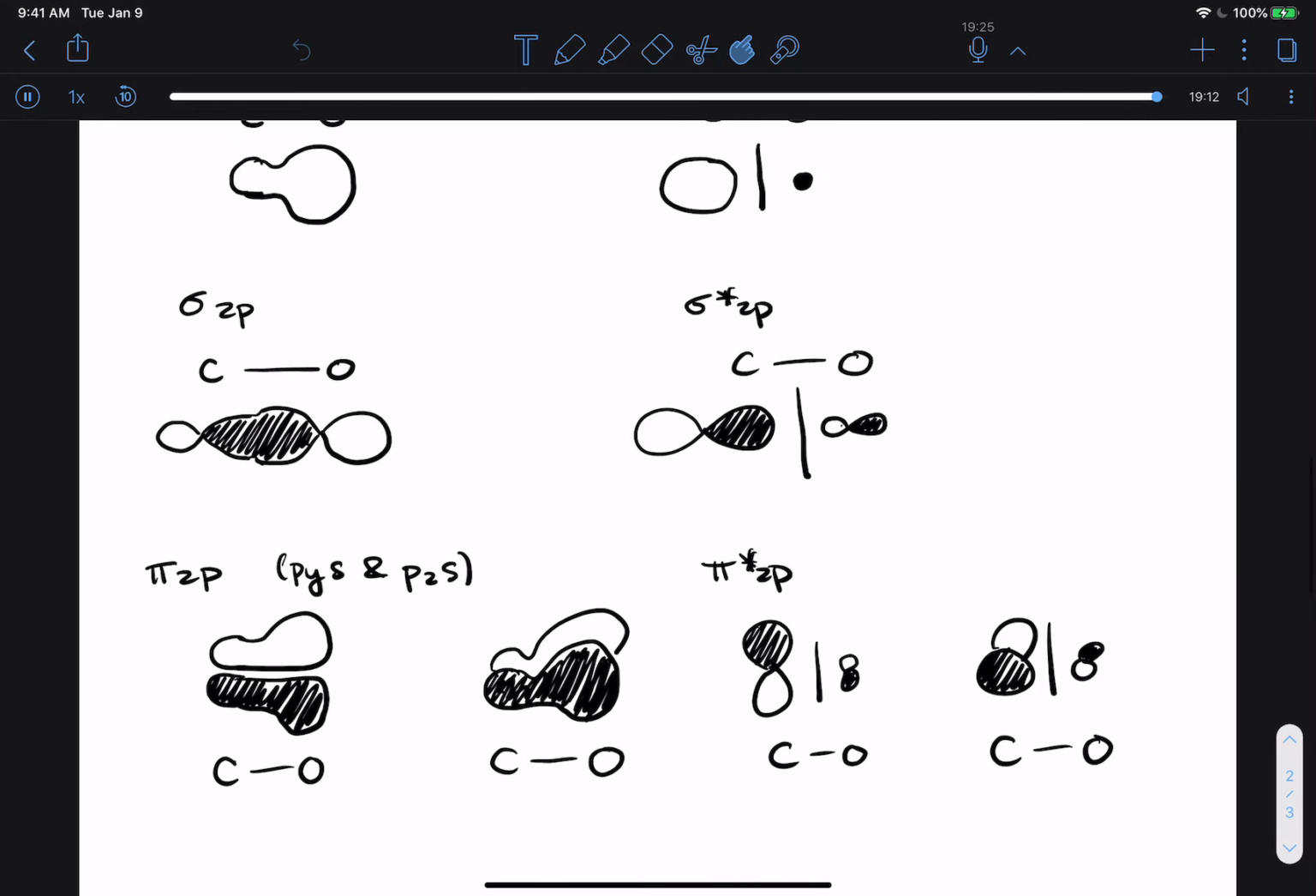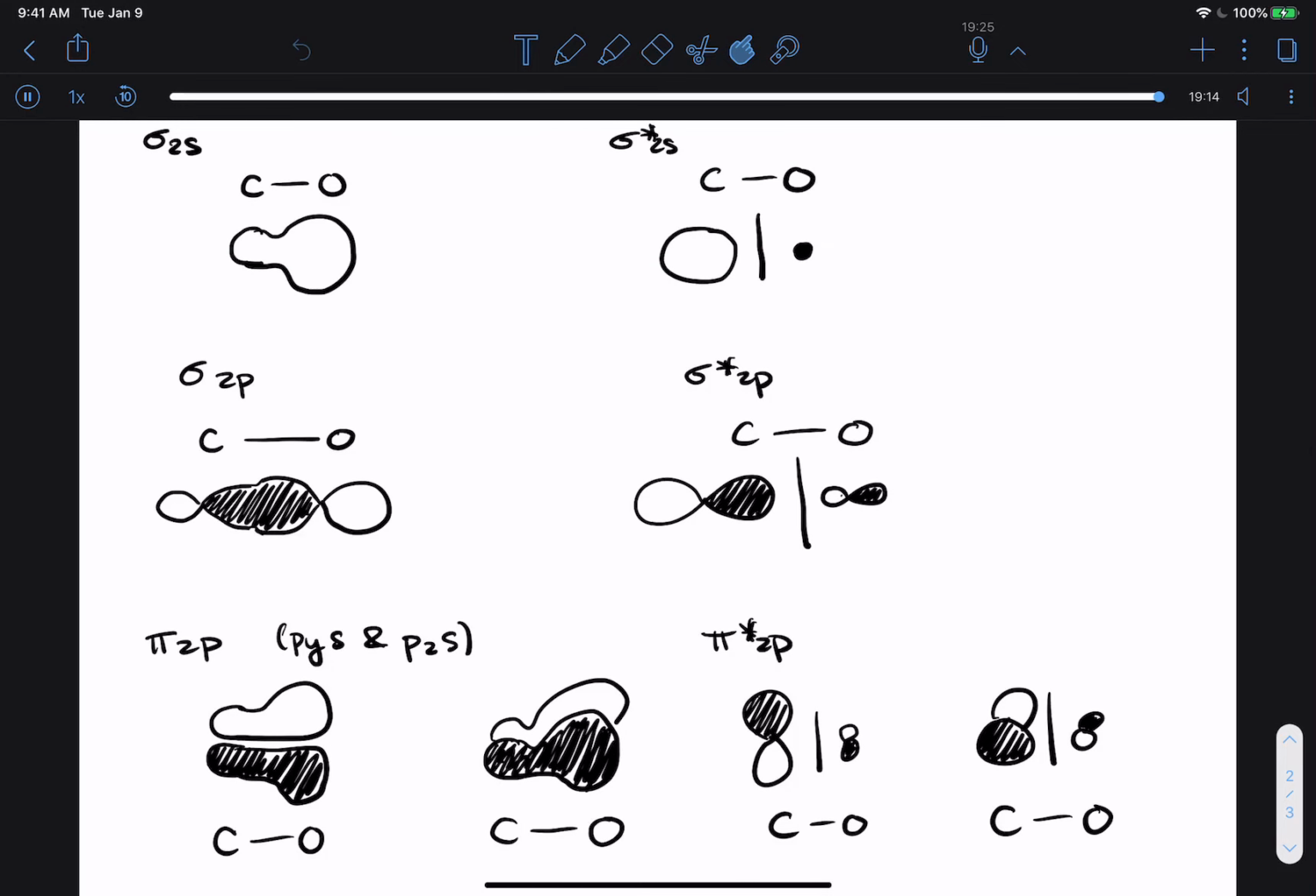I do want you to be able to draw these pictures, and you should be able to clearly label it with atoms and clearly show the contributions from each atom in the bonding and anti-bonding combinations.